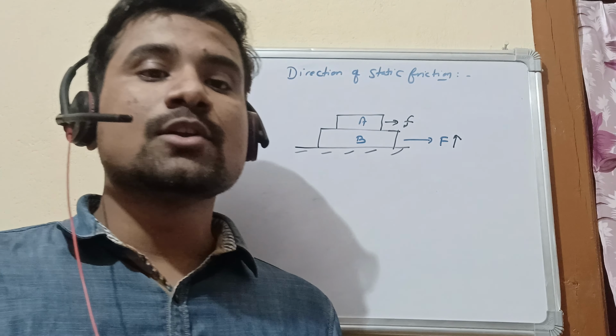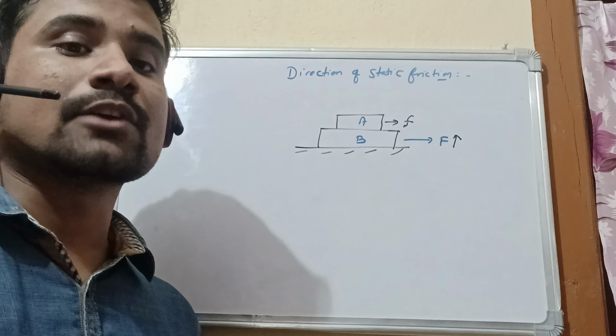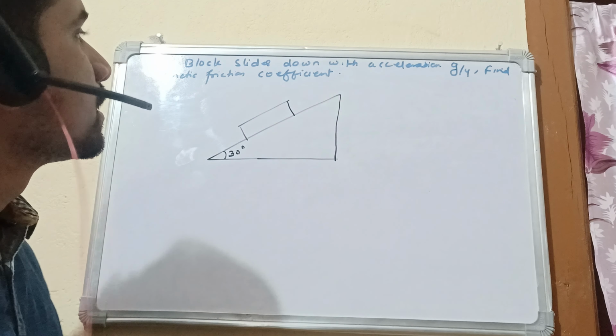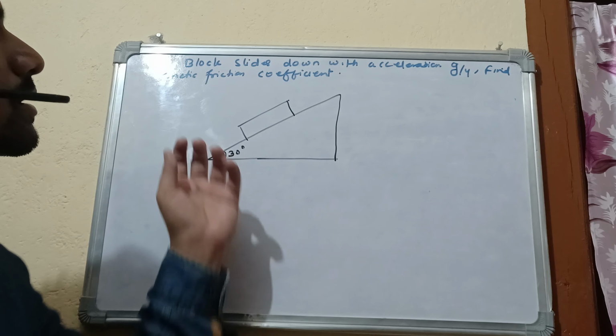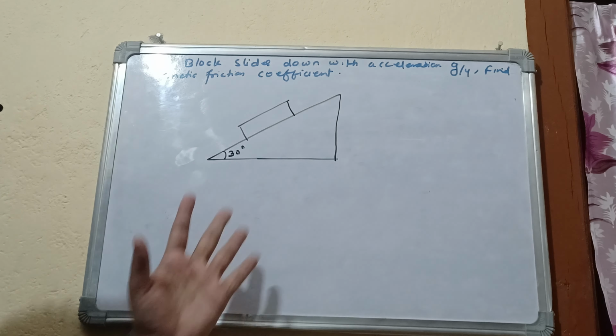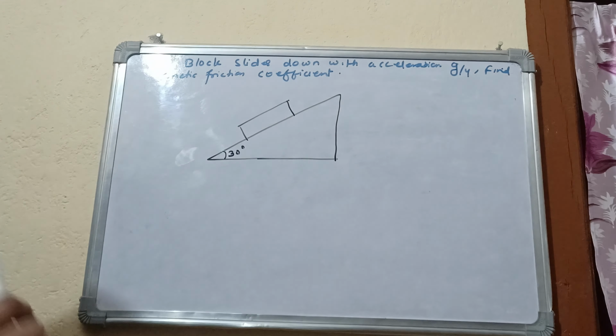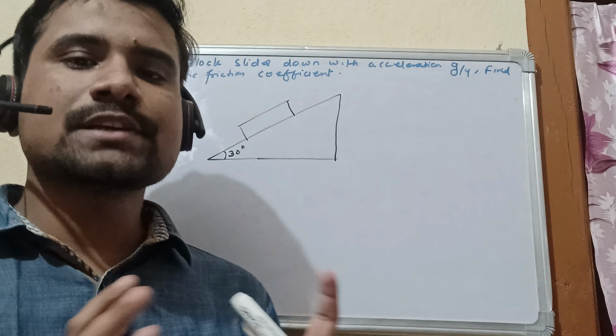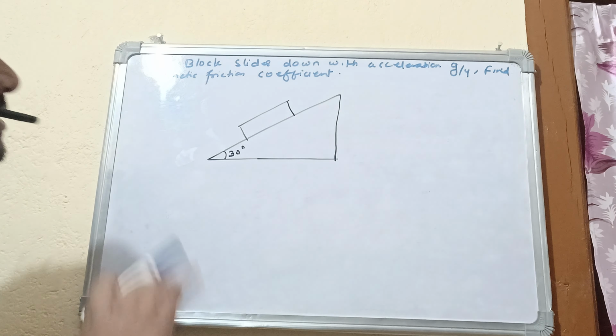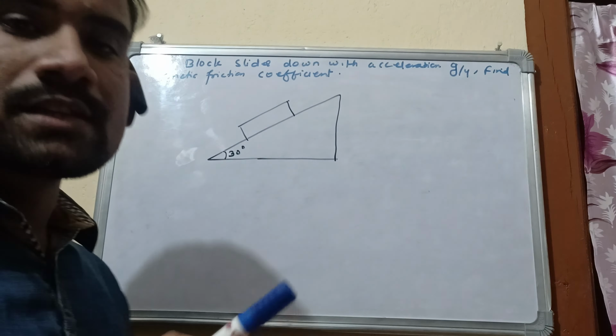Now let's solve some numericals to understand what friction is and how we calculate it. So this is the question. The question states that a block slides down with an acceleration of g by 4. Find the kinetic friction coefficient. This is a very simple question. Let's understand. These are the only things which are given to us. There is nothing extra given to us.